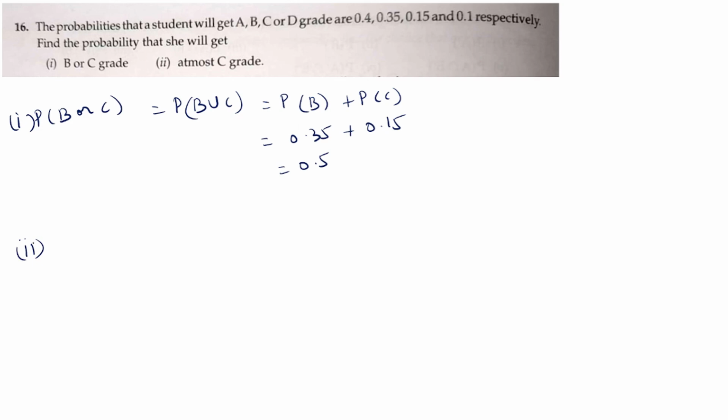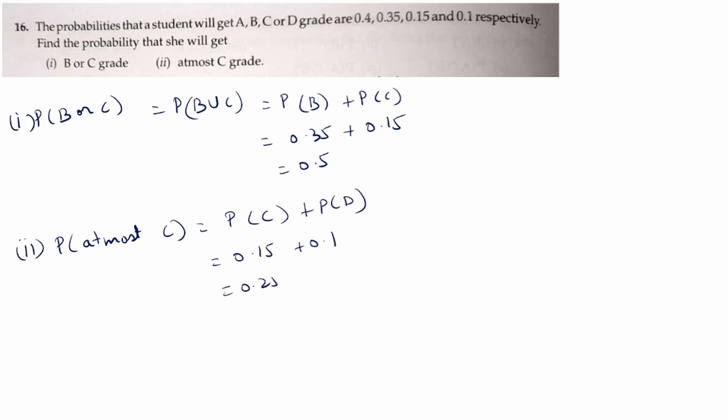This is the first subdivision. The second subdivision, probability of at most C. At most C means the maximum grade the student gets is C. So it means the student can get either C grade or D grade and not above that grade. So probability of at most C, it is equal to probability of C plus probability of D. So it is 0.15 plus 0.1, which is 0.25.